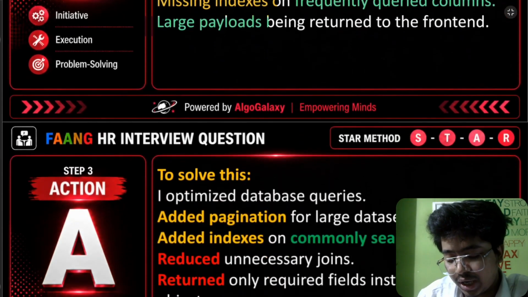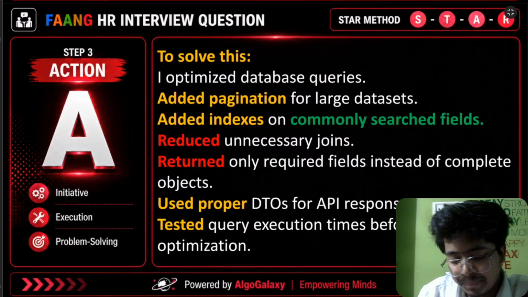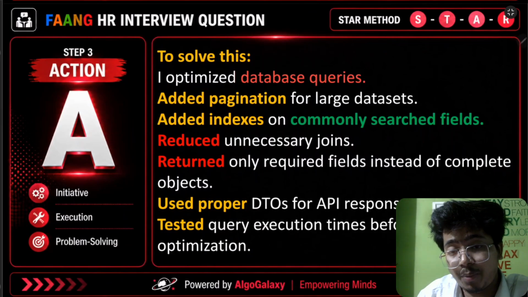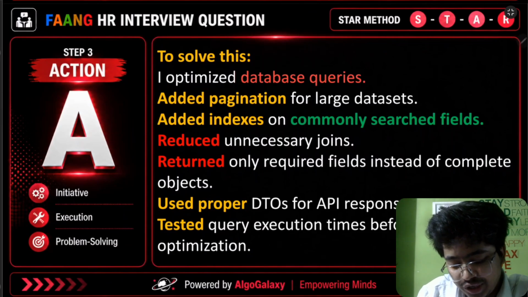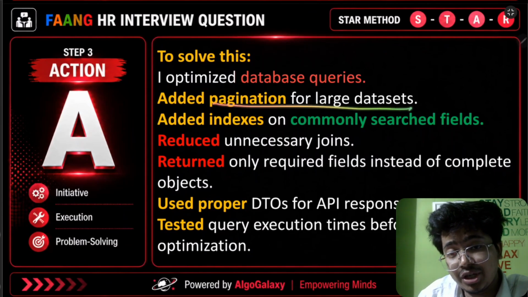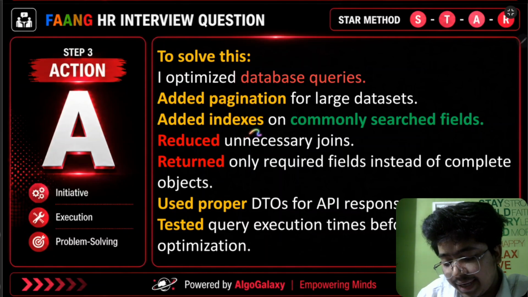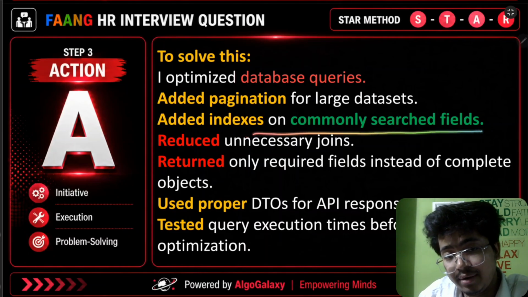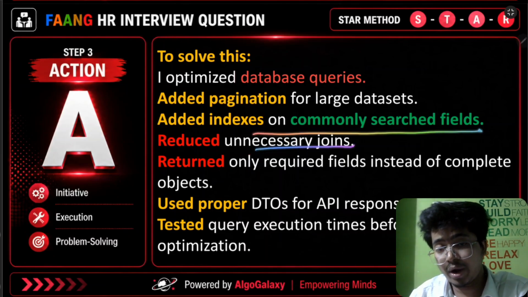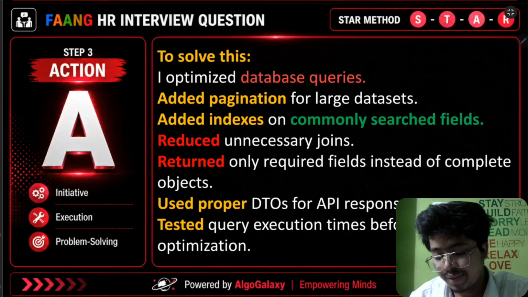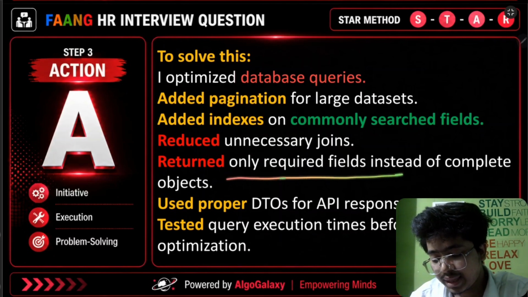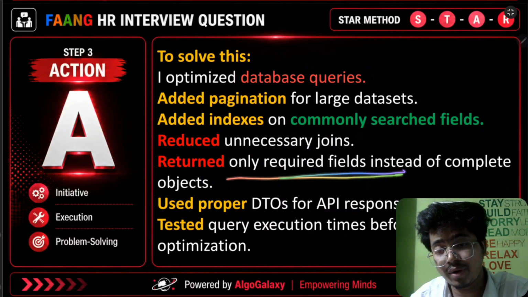Next, that was the situation, and now the action. To solve this, I optimized database queries. Added pagination for larger data sets. Added indexes on commonly searched fields. Reduced unnecessary joins. Return only required fields instead of complete objects.